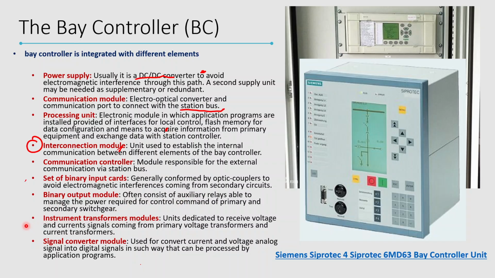And you have the instrument transformer modules, right? And then you have the signal converter modules, which are used to convert the current and voltage analog signals to digital signals and so on.